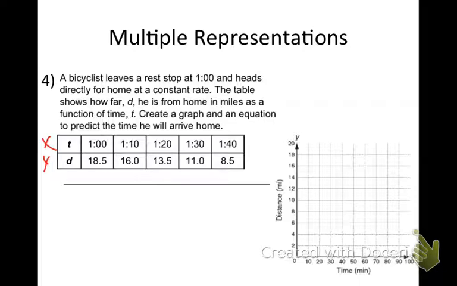So I need to now plot this on a graph. So 1 o'clock would be our what value here? Because I'm starting at 0 minutes, right? So I start when I leave, I'm at 0 minutes. It's like when you start a race. You start at 0 seconds or 0 minutes, wherever you're at. So 0, 18.5. So I plot my coordinate there. And then I go 10 more minutes. Because from 1 to 1:10, that's 10 minutes. And I'm at 16 now. And then I go 10 more minutes, and I go 13.5.